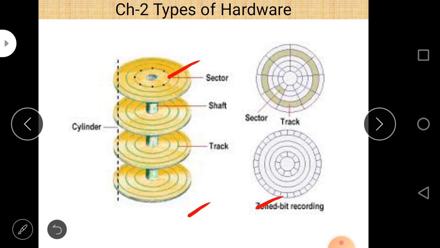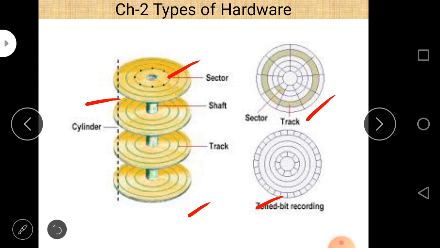Platters are divided into concentric circles. Concentric circles are called tracks. Tracks are again divided into pie-shaped regions, which are called sectors. And if we join each and every track, then we get a cylinder here. And in a platter there are 2 read-write heads on both sides, and these read-write heads are connected to the access arm, and by rotating the disk we can store the data in magnetic form on this disk. So that is the concept of hard disk.